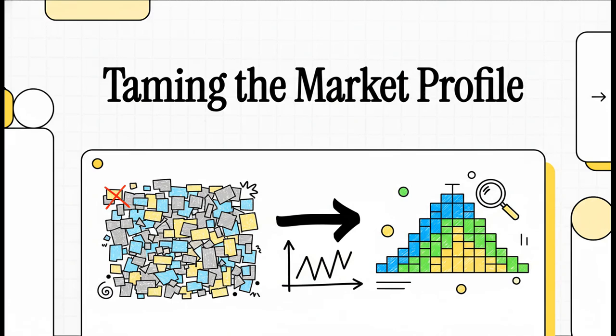Have you ever just stared at a market profile chart and seen nothing but a jumble of letters? You are not alone. That's what the auto setting gives you most of the time, just pure noise. But what if you could actually tame that chaos? Well, today, we're going to show you a professional, volatility-based method that transforms that mess into a crystal clear picture of what the market is trying to do.